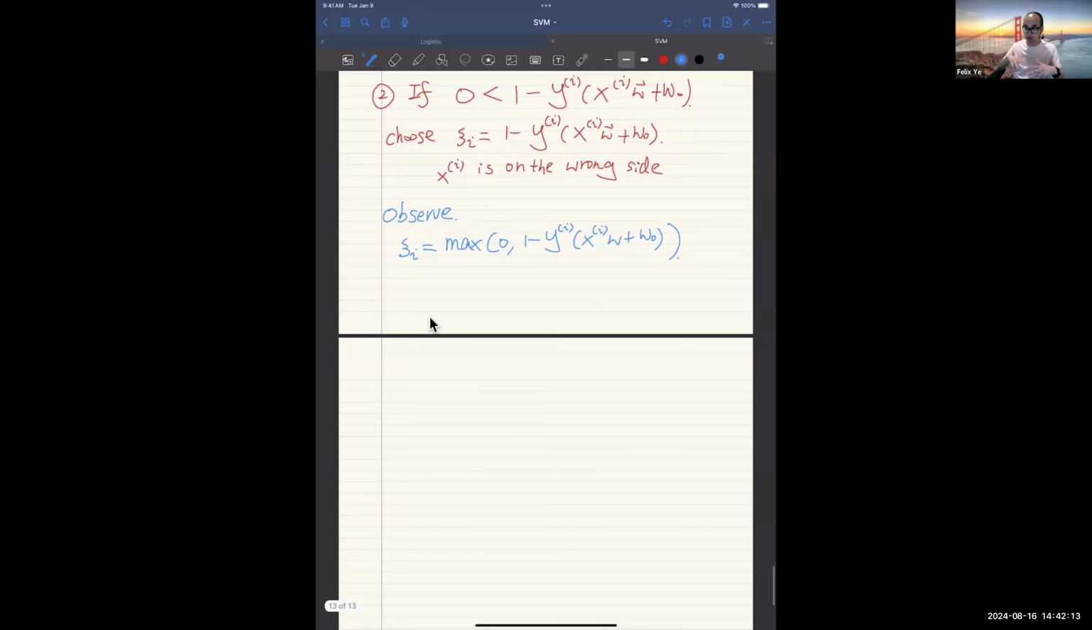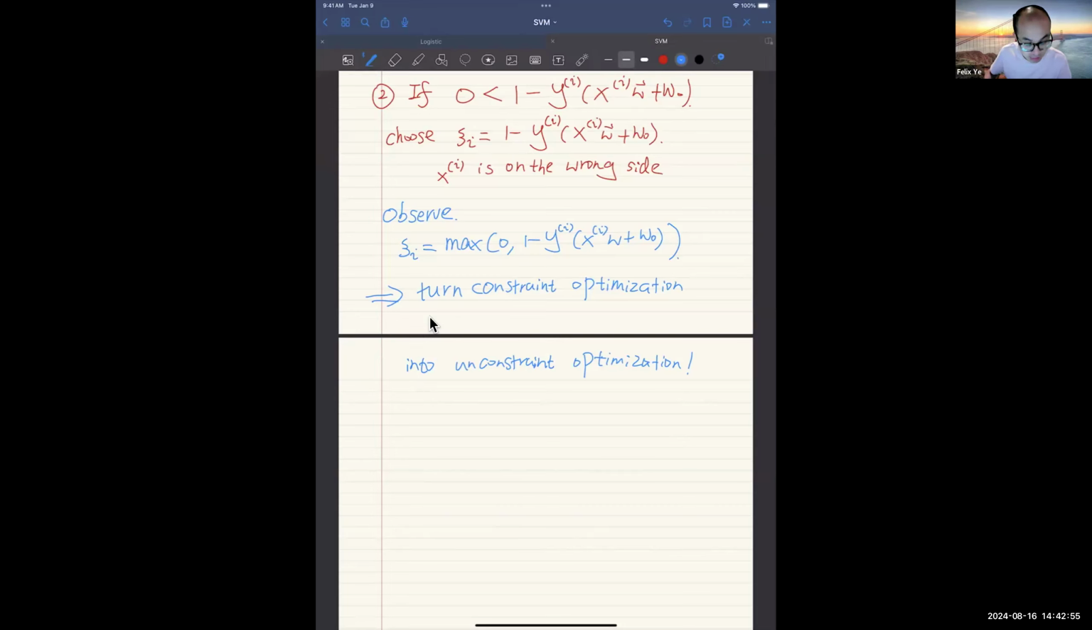And that actually turns the constrained optimization into an unconstrained optimization problem. So we turn constrained optimization into unconstrained optimization problems. You can see this is very significant.